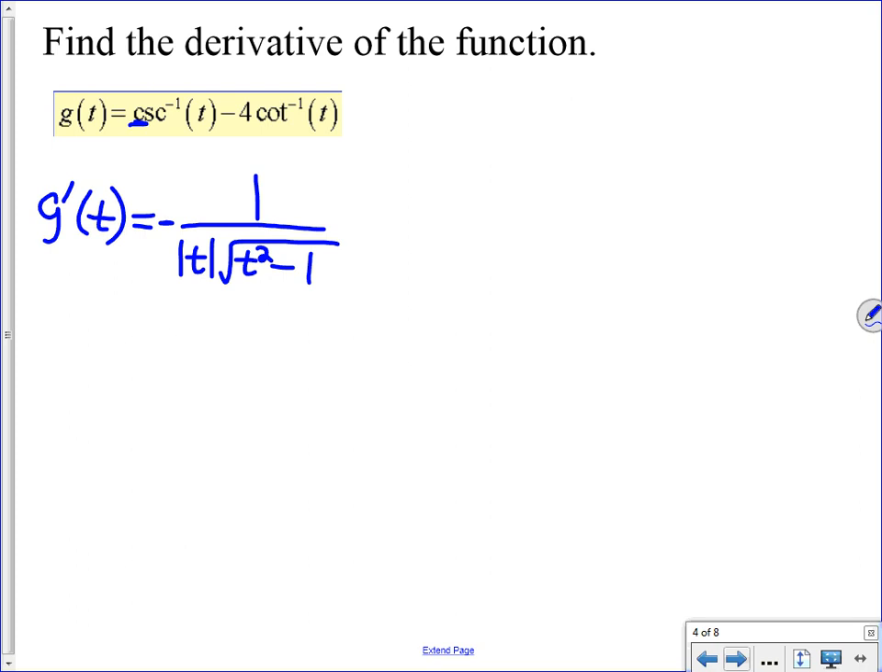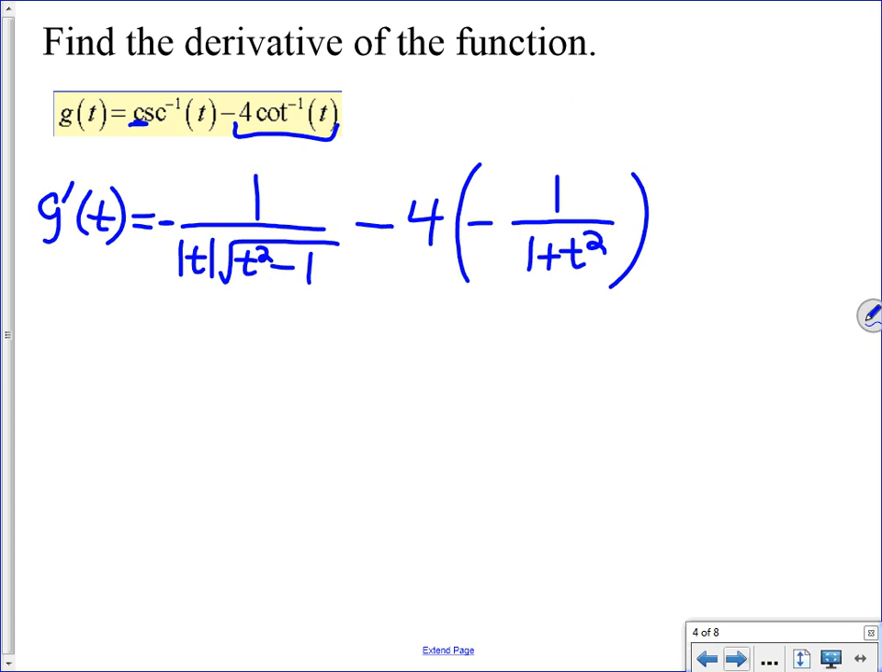All right, and then minus. Okay, so for this derivative, although we are multiplying 4 times inverse cotangent, 4 is just a constant multiple, so you can just bring that down in front of the derivative. So the derivative of inverse cotangent of t would be negative 1 divided by 1 plus t squared.